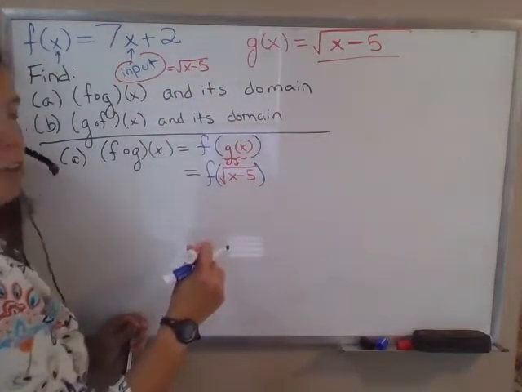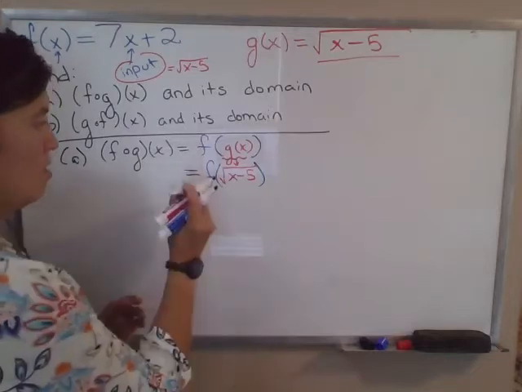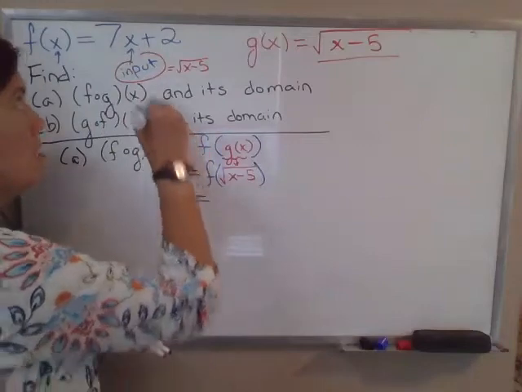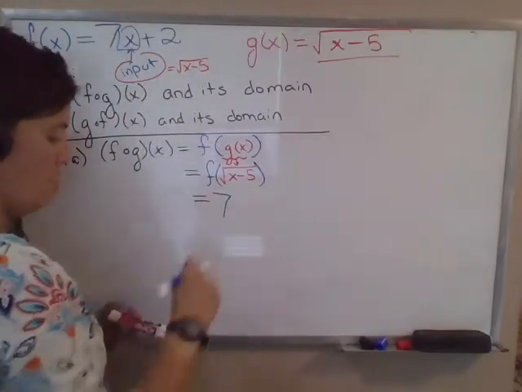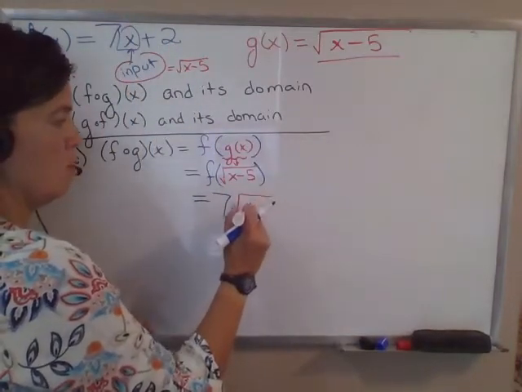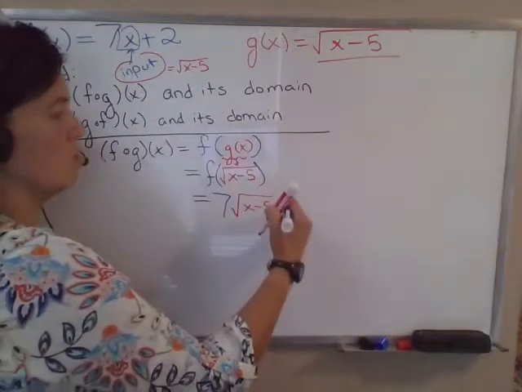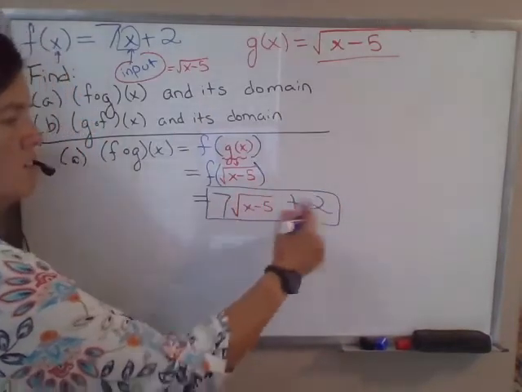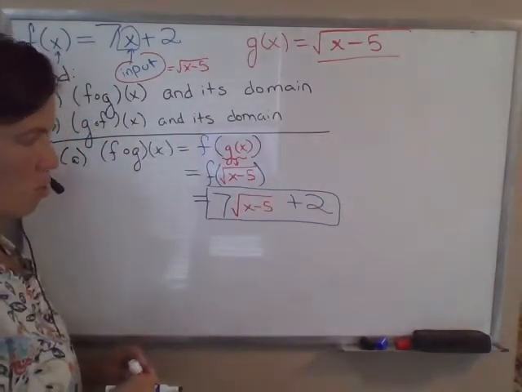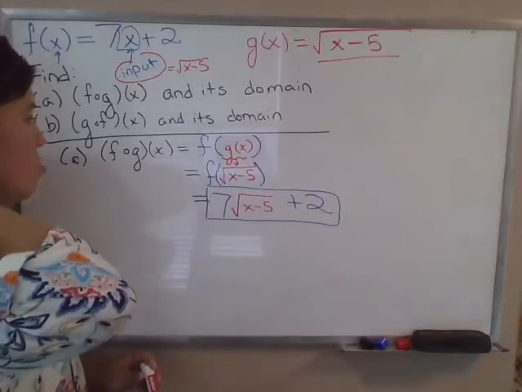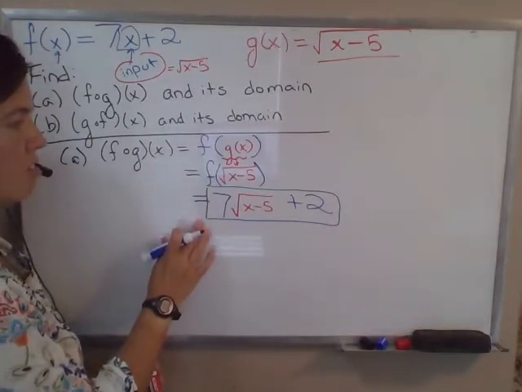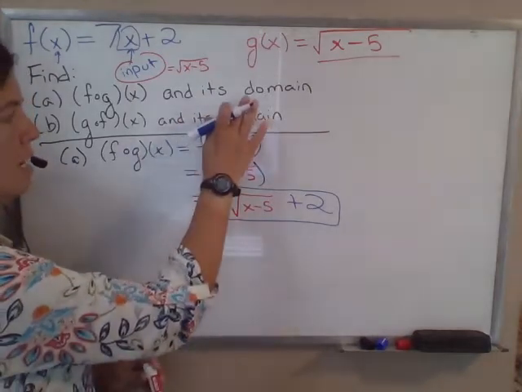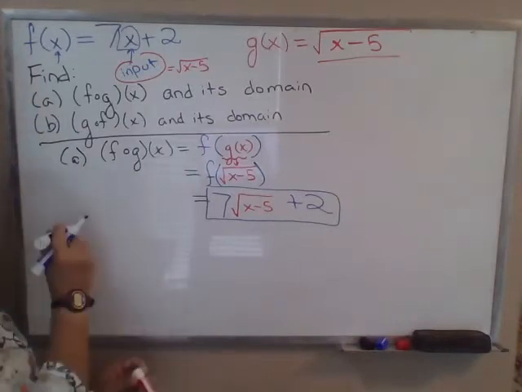So f of the square root of x minus 5, if I follow the instructions from this equation, is 7 times the input, which is the square root of x minus 5, plus 2. And there's nothing that you can combine there. We can't combine square roots with things that are not under a square root, so we would leave it in this form. So this is f composed with g of x. Now let me come back and handle domain in a second. Let's move on to part B.